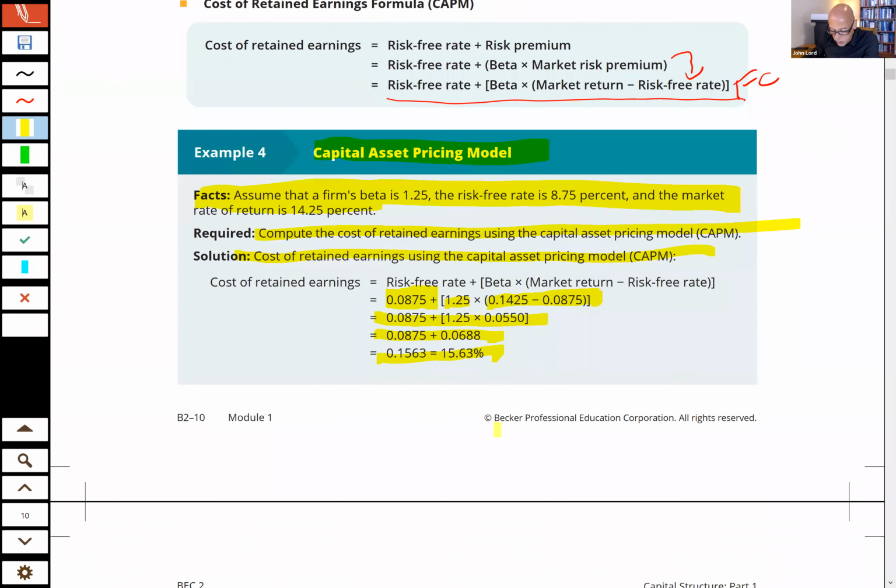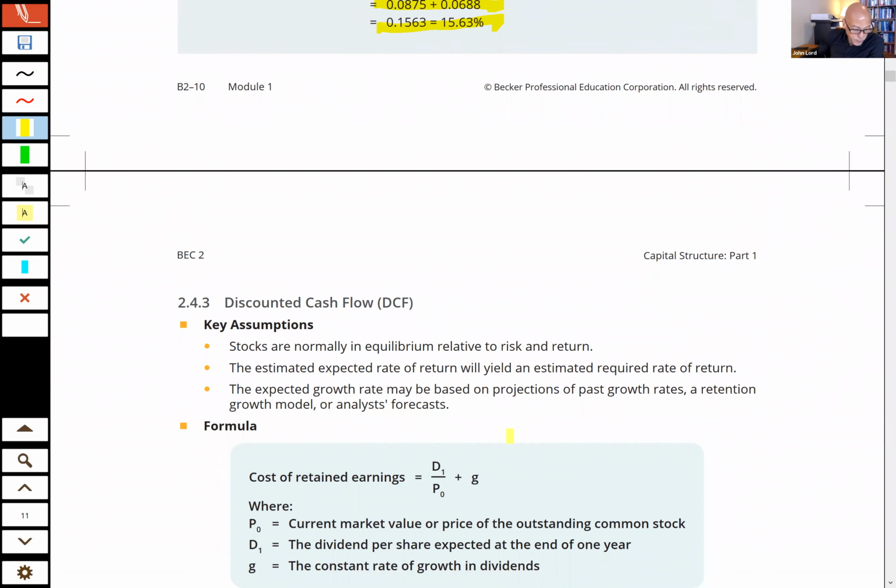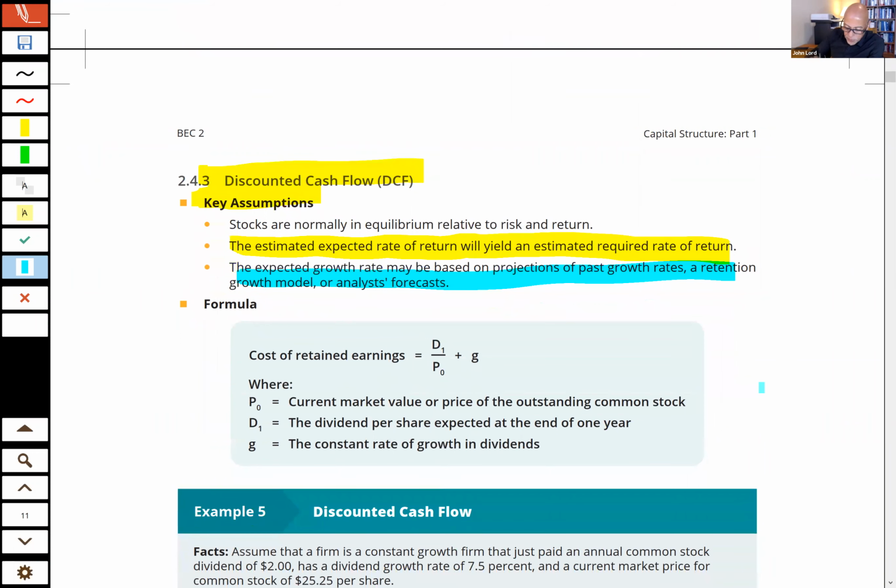Okay, good. Let's look at our next method here, which is the discounted cash flow. Let's come over, and we can see there are some key assumptions here, but the one I want to focus on is the estimated expected rate of return, which will yield an estimated required rate of return, and then we're going to adjust that for an expected growth rate. And you can see that they give us a formula for that as well.